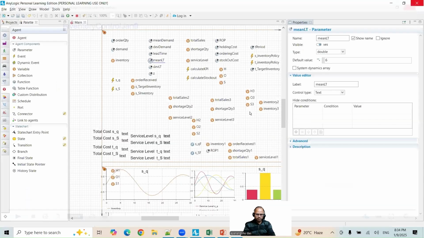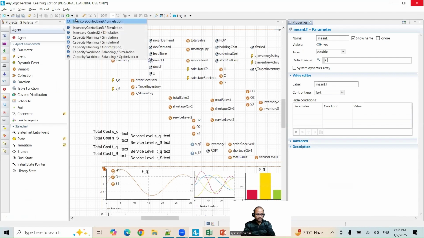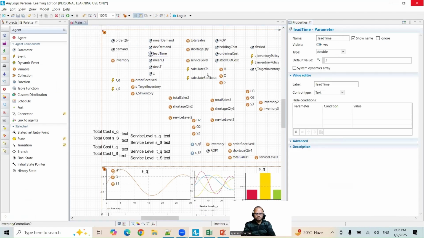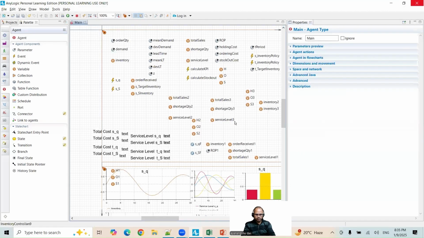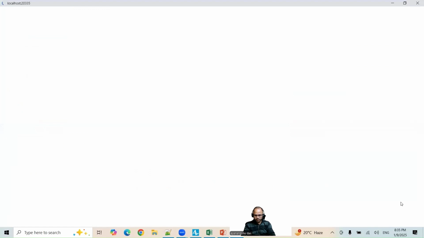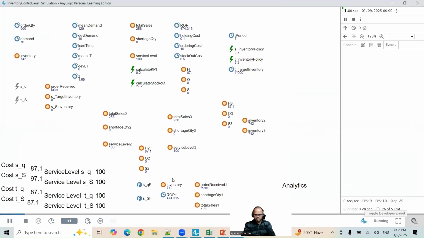We can also see what happens if the lead time suddenly changes after 10 days. Suppose instead of the mean lead time changing directly from 3 to 6 in the initial period, it changes in between. So let's run that. Let it run for, say, 10 seconds.